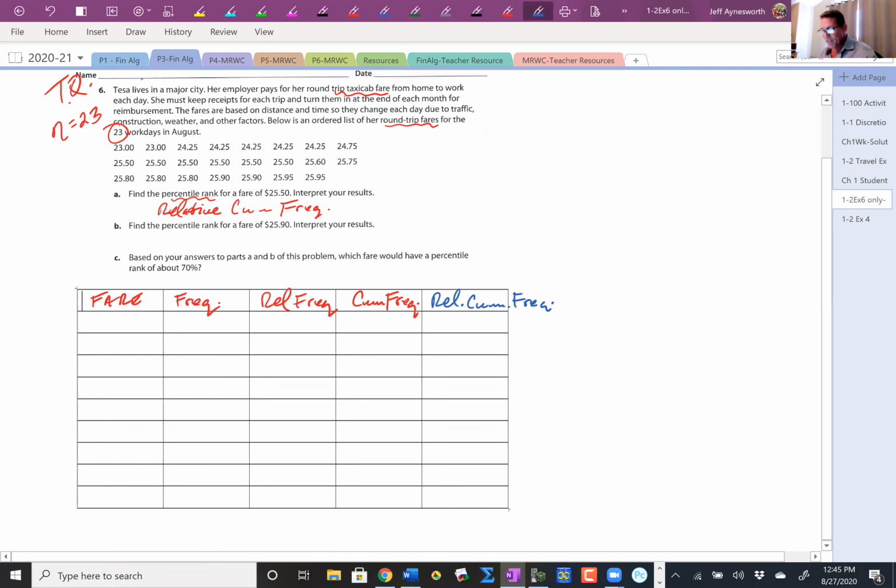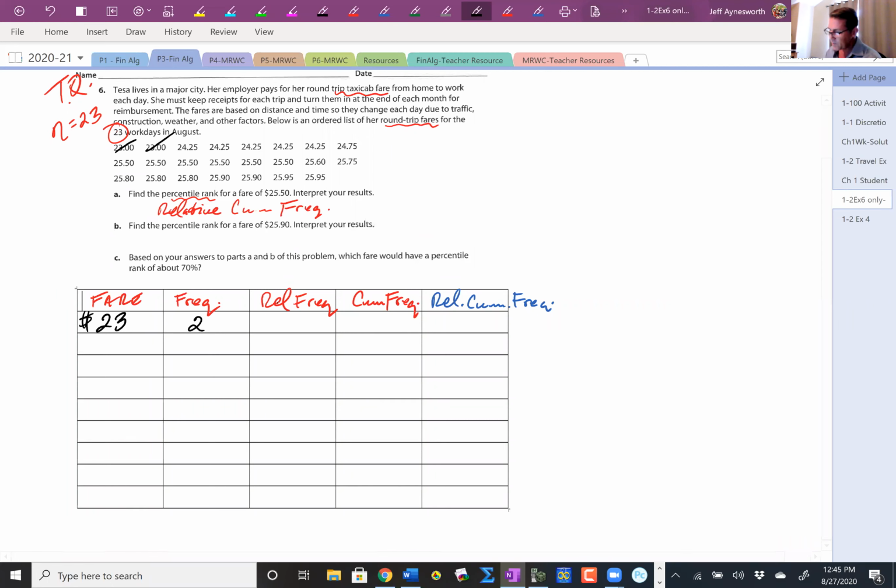Okay, so let's write down the first fare. And thank God it's ordered, so it's a little bit easier to interpret. So the first fare is a $23 fare. And we want to write down the frequency. How many times does it occur? Everybody give me a physical response. Put one hand up. How many times does the $23 fare occur? Some of you are saying twice. What I suggest you do is cross them off. So one, two, and it occurs twice. Frequency is the number of times it occurs.